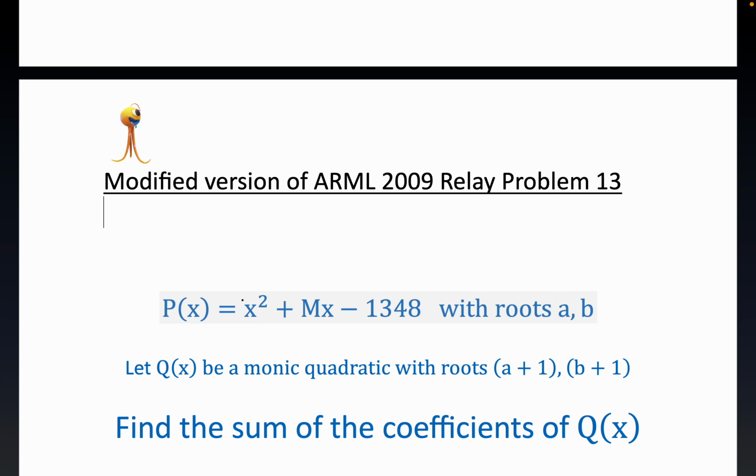Hey everybody, today we have a version of a 2009 competition problem. Monic means the leading coefficient is equal to 1 for any polynomial. So a monic quadratic has a 1, just like the given one here. With the given information, there's an understood 1 there. Q of x is also monic with roots a plus 1, b plus 1.